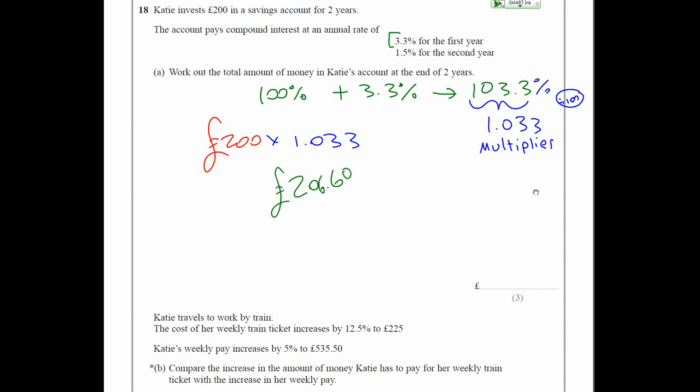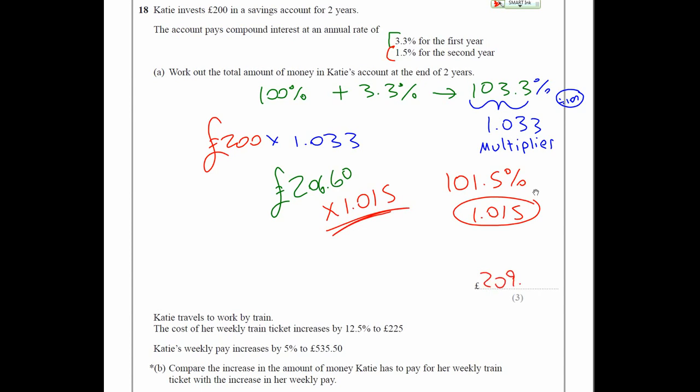Now, your next multiplier is to add 1.5 percent, that gives you 101.5% as a decimal. 1.015 is your multiplier. Okay, so times the answer you had on your calculator screen by this multiplier, and you get £209.699. Round it to 70, unless your bank is going to be really mean and round down for you. That's because the 9 rounds up and then rounds up again.